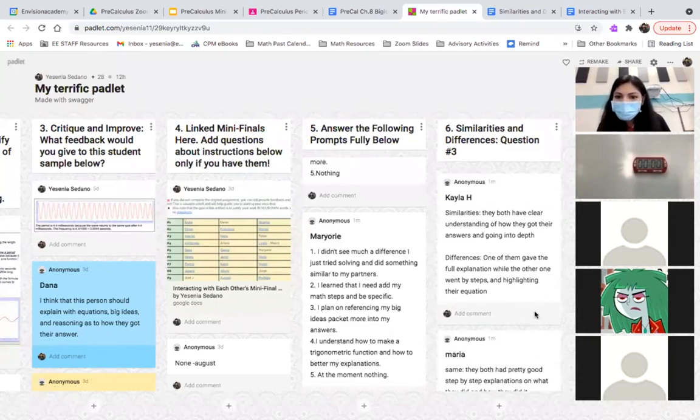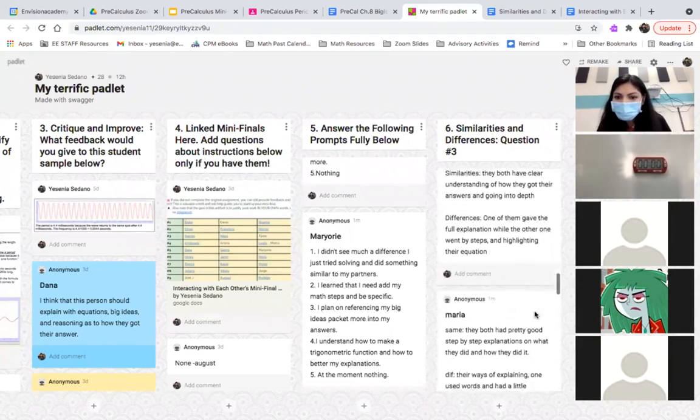Awesome. Let's see one more here. I think these are really great. I wish I could read them all.